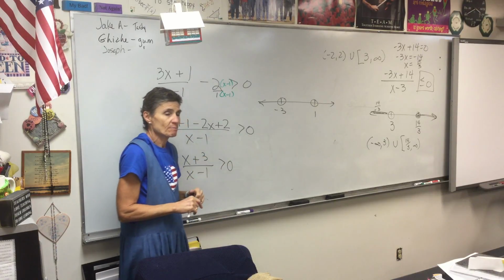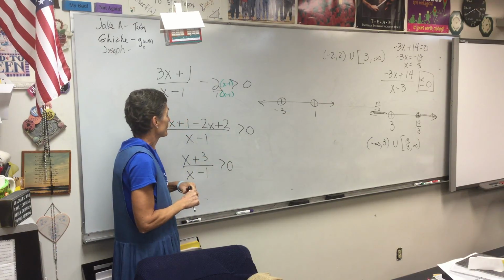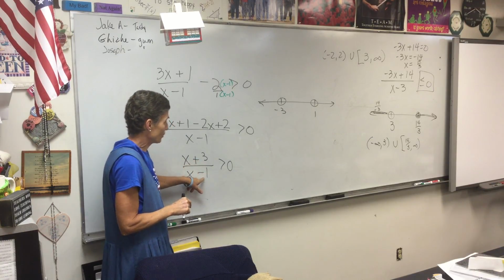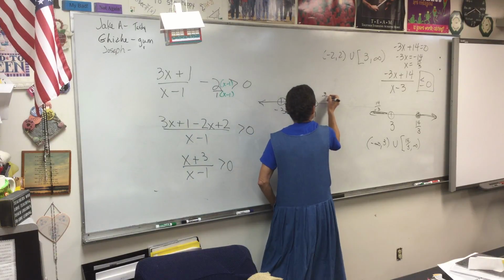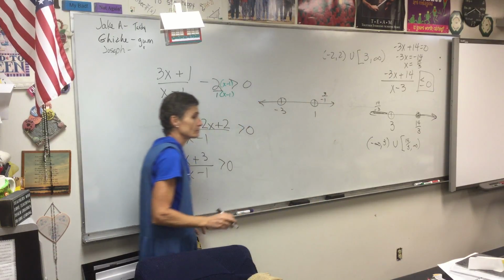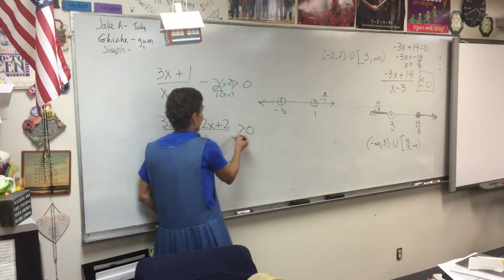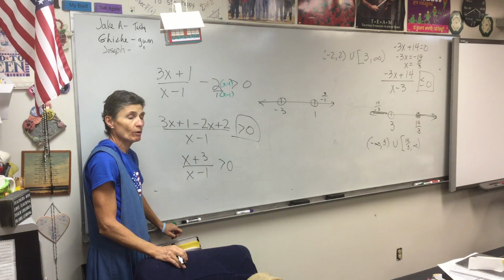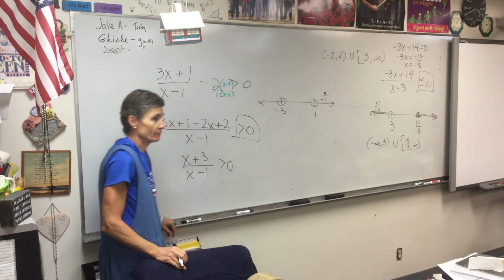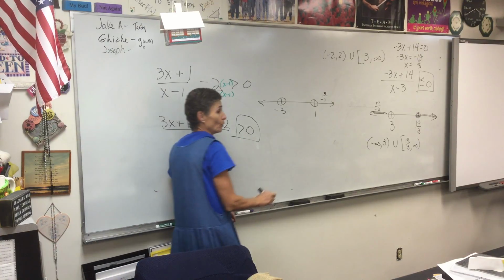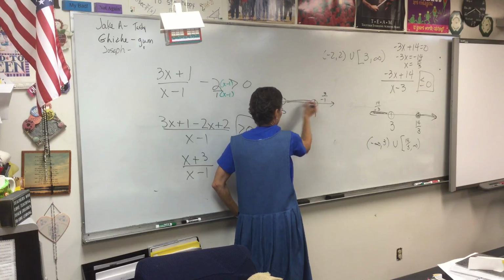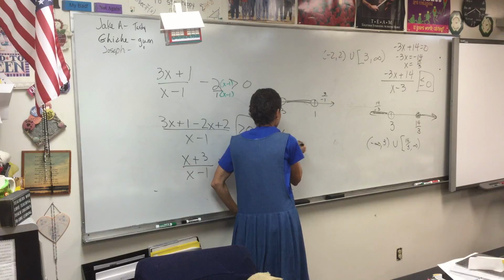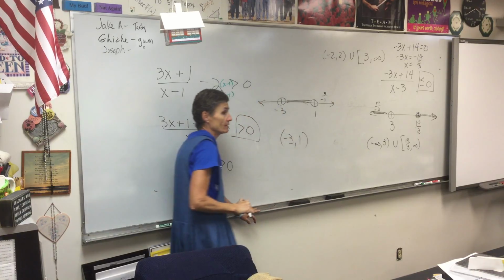Let's pick 0 again, it's my favorite. If I put 0 in, I get 3 over negative 1. Is that greater than 0? Is 3 over negative 1 positive? Nope, so that didn't work, which means this one will, and that one won't. So the answer is negative 3 to 1.